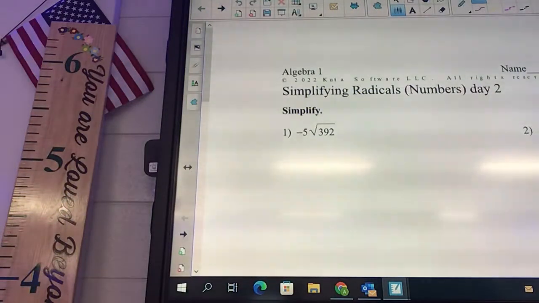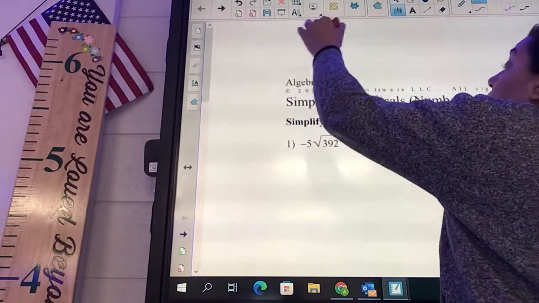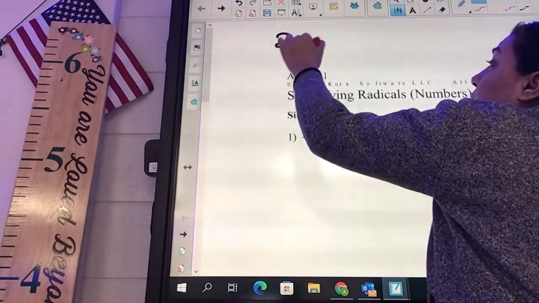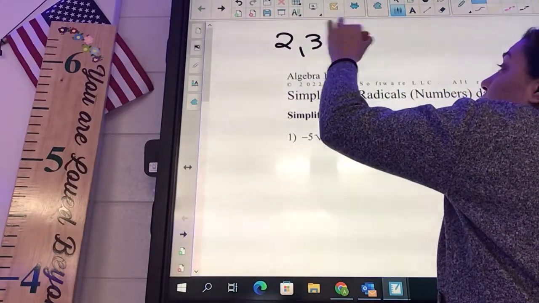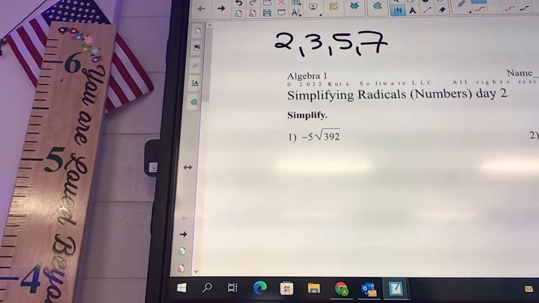Before we even start, what are the numbers that I gave you yesterday? We wrote them at the top of the paper. 2, 3, 5, 7. Those are the numbers you need to check, to see if it can be divided into them, and they're the only numbers that you're allowed to circle for groups. Okay, 2, 3, 5, and 7.